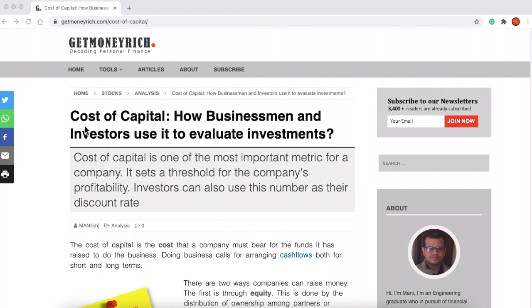Today we will discuss the topic of cost of capital. We will see how this concept of cost of capital will help us as an investor to evaluate an investment in a stock, and also how this cost of capital concept helps the businessman to make their investments. So this is, according to me, one of the most important concepts that we as an investor should know about.